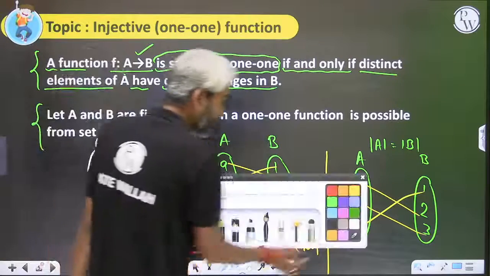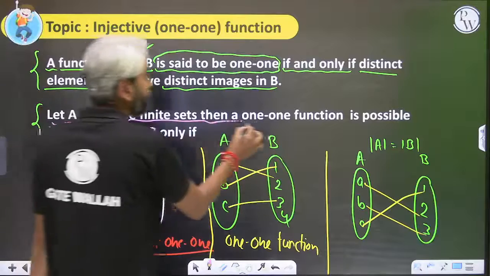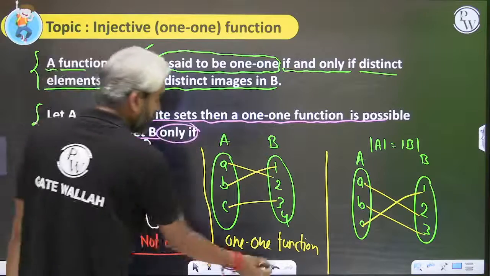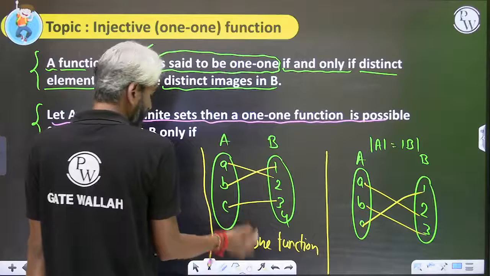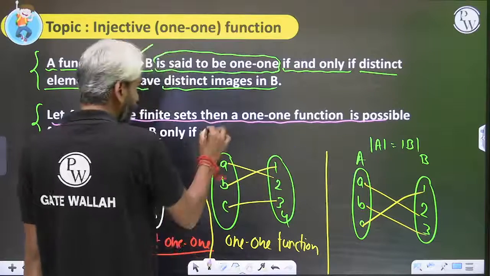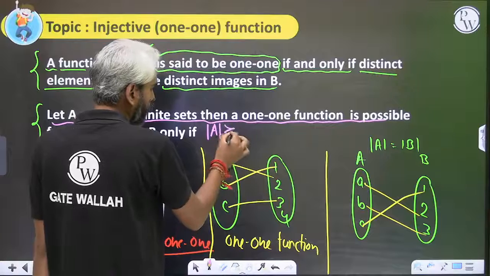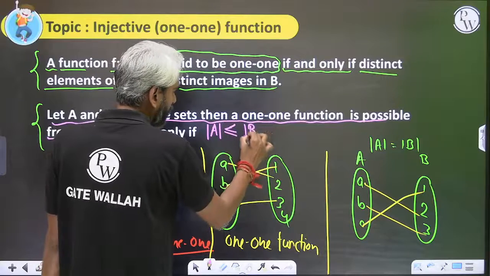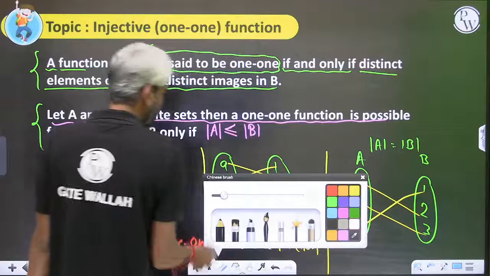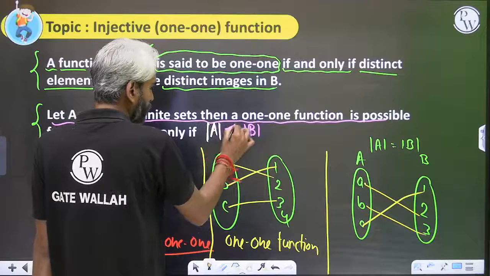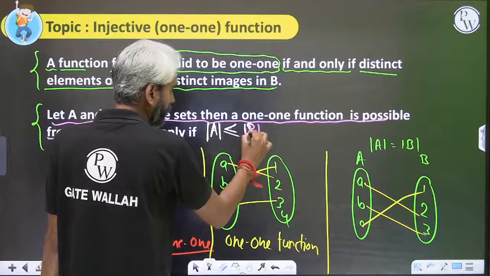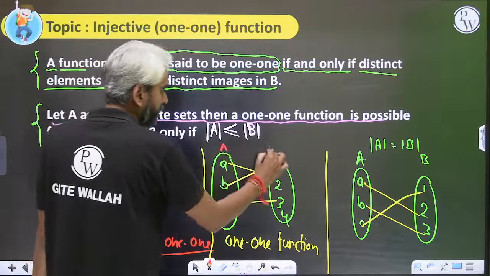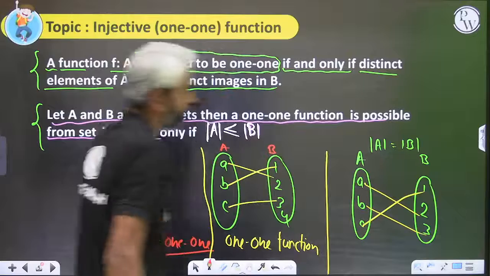So what is the condition? Let A and B be finite sets. Then a 1-1 function is possible from set A to set B only if the cardinality of set A is less than or equal to the cardinality of set B. So you can see that if the cardinality of set A is less than the cardinality of set B, then a 1-1 function is possible. If they are equal, then also a 1-1 function is possible.